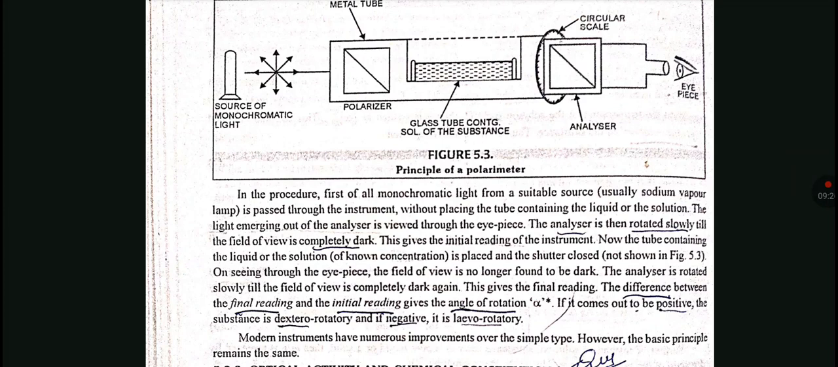The analyzer is rotated slowly till the field of view is completely dark. This gives the initial reading of the instrument. Now the tube containing the liquid or the solution of known concentration is placed and the shutter closed. On seeing through the eyepiece, the field of view is no longer found to be dark. The analyzer is rotated slowly till the field of view is completely dark again. This gives the final reading. The difference between the final reading and the initial reading gives the angle of rotation alpha. If it comes out to be positive, the substance is dextro-rotatory, and if negative, it is levo-rotatory.